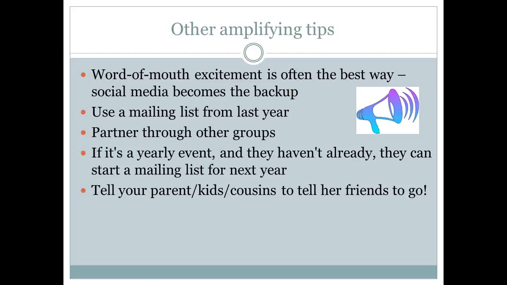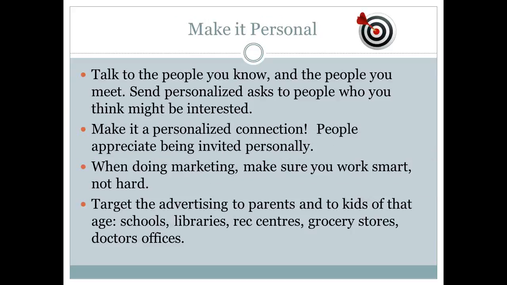It could be for your family. It could be for your friends. Could be for other people that you know through different networking groups or professional groups or hobby groups. Really encourage you to put that out there. Make it personal. Talk to the people you know and the people you meet. Put it out there. You never know. They might come, they might not, but you never know if you don't ask.